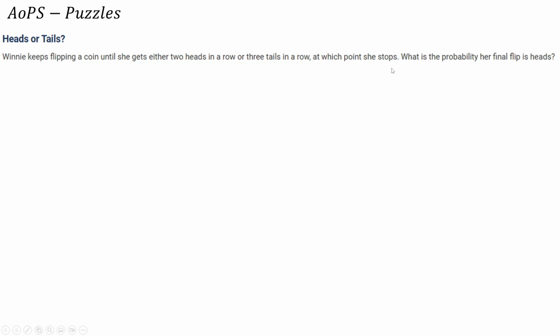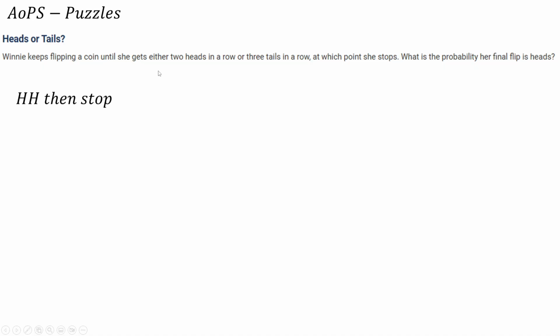heads. Now, this is a recursive probability question, and I found a really nice way to solve these types of problems. And I couldn't find many videos online that went into a bit more depth and gave more examples, or more varying examples. So I decided to make this instead.